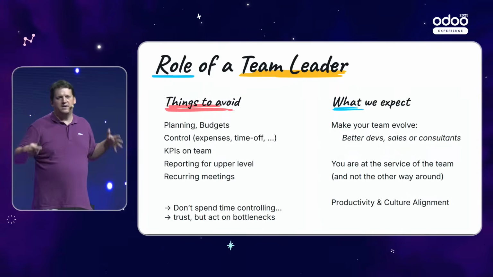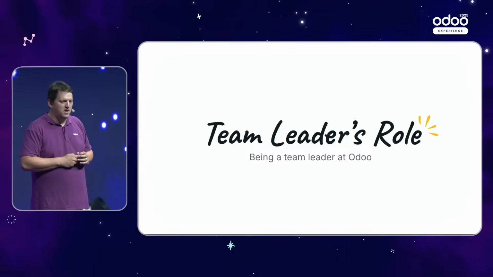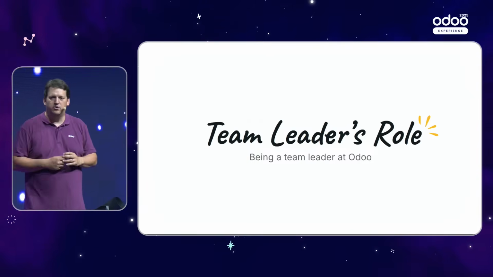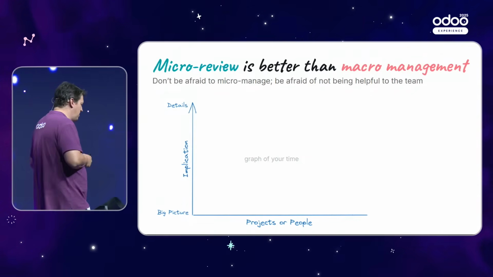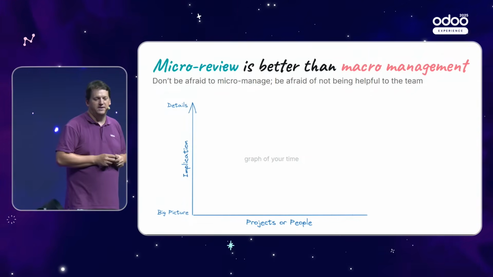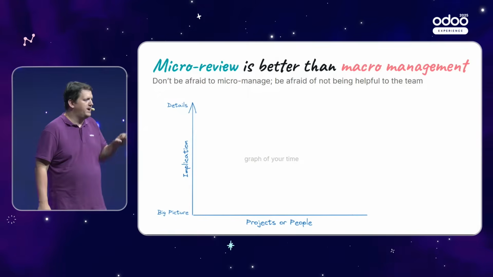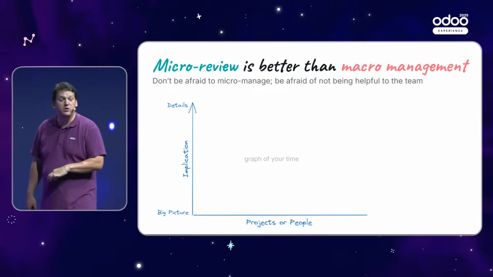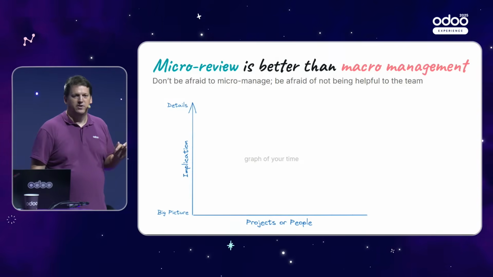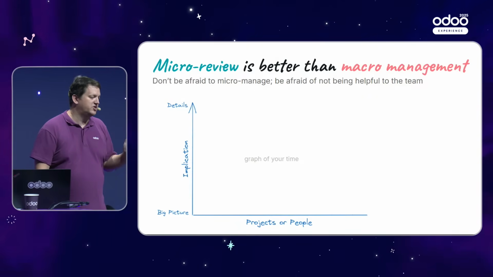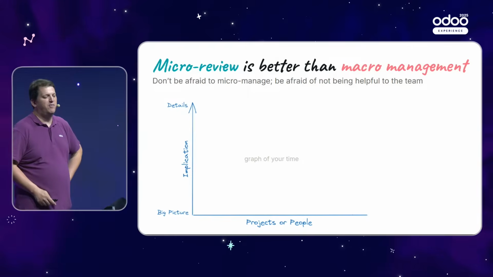And if you look at how our team leaders work at Odoo, they are all very much hands-on in that direction. So these are some of the slides I use every year when I train all team leaders. Something I like is that a lot of people think that micromanagement is bad. And I do agree, micromanagement is bad. But micro-review, going to the details of some issues, is actually very good to me. And I prefer that rather than macro management. The worst you can have is macro management. So don't be afraid to micromanage, but be afraid of not being helpful to the team.